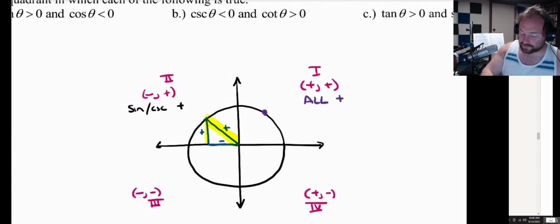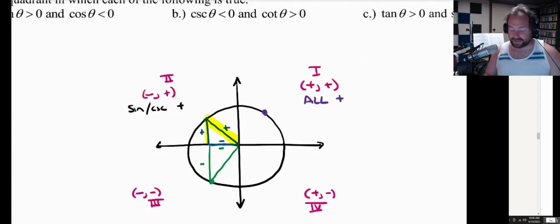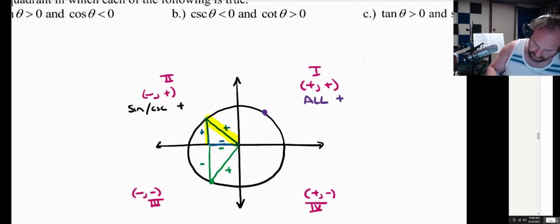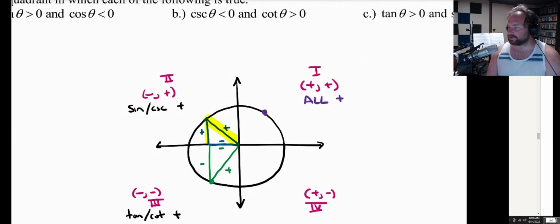Now if you dip down into quadrant 3, again draw a little right triangle down here, now you've got a negative adjacent side and a negative opposite side, and your hypotenuse is always positive. This means your sine is negative over positive, negative. Cosine is negative over positive, negative. But tangent is negative over negative, which is positive. So in quadrant 3, we're fond of saying that the tangent, and of course therefore the cotangent, is positive, and everything else is negative.